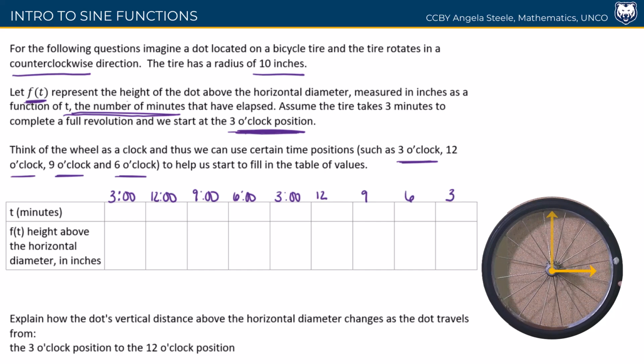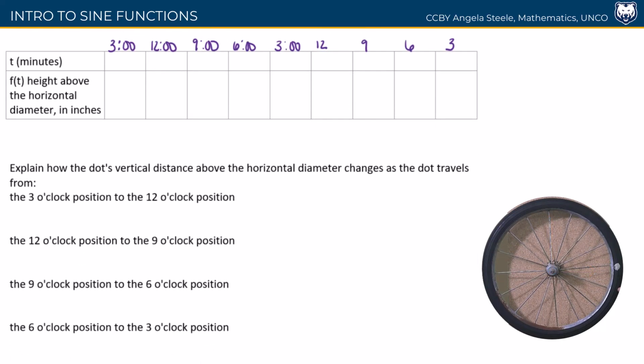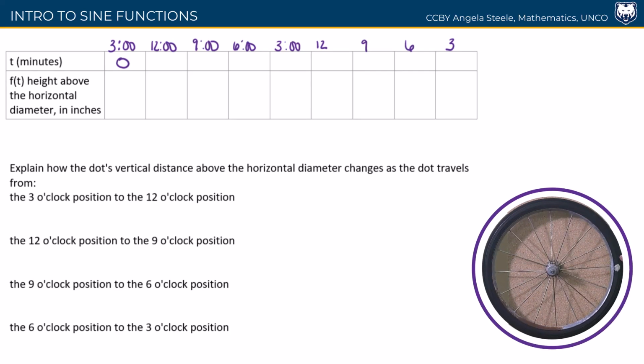Now we want to go ahead and fill in our table. We're going to start with the input of time. We know that we're starting at time 0, so I'm going to put in a 0 at the 3 o'clock position. It told us earlier that it's going to take 3 minutes to complete 1 full revolution. So when we start at the 3 o'clock position and end up at the 3 o'clock position, it's going to take 3 minutes.